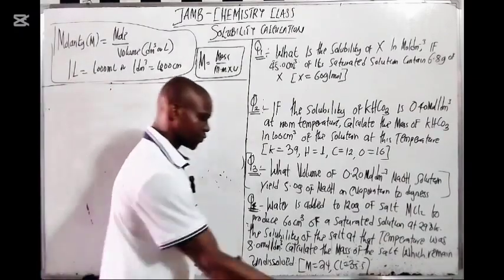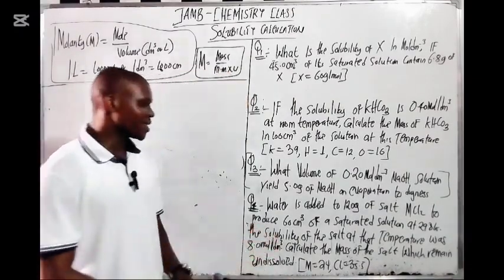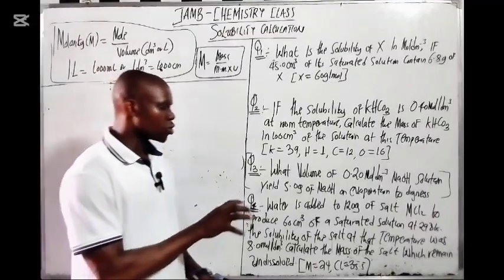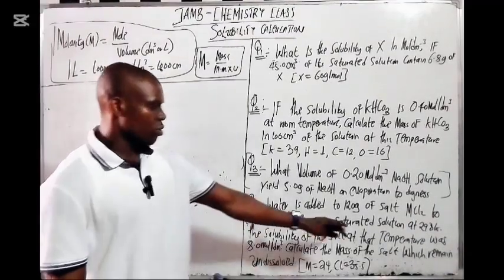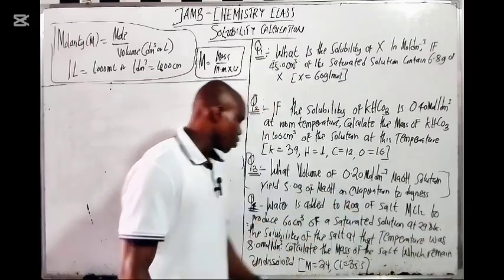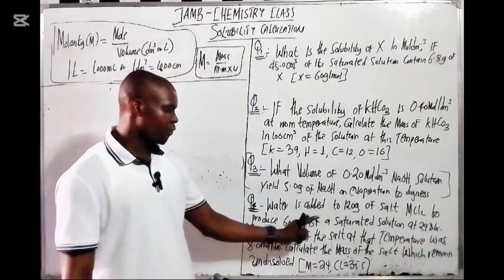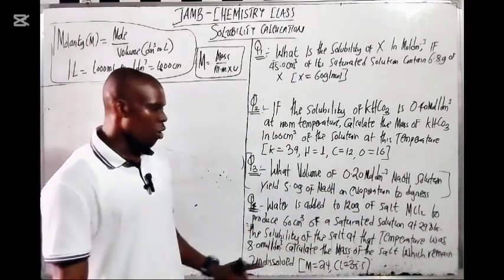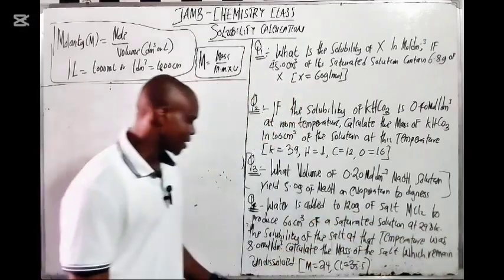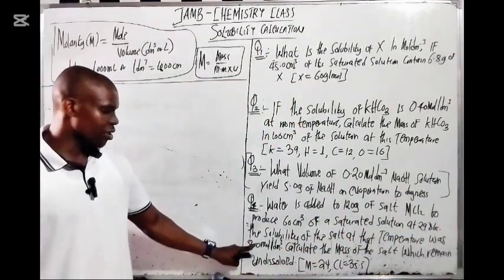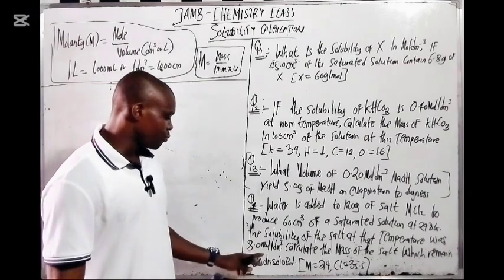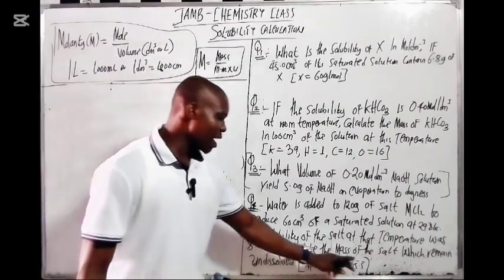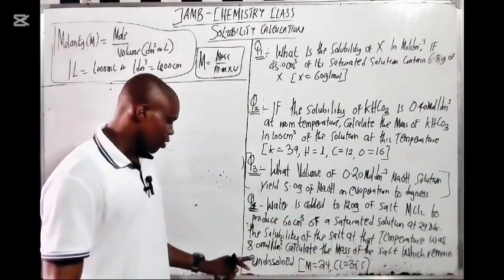Look at question 4. Now what is question 4? What is added to 120 gram of salt MCl2 to produce 60 cm cube of a saturated solution at 298 Kelvin? The solubility of the salt at that temperature was 8.0 mole per dm cube. Calculate the mass of the salt which remain undissolved.